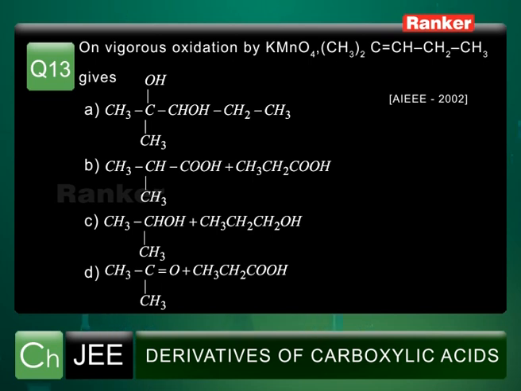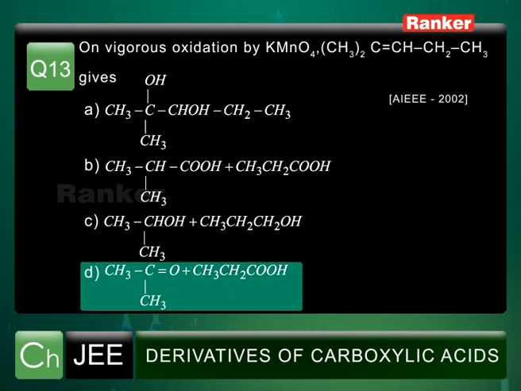So, option A is a hydroxy, and that is a glycol formation shown, that is the wrong answer. Option B is an acid and acid, 2 acids, wrong. Option C is an alcohol and alcohol, that's wrong. Option D is the ketone and acid, that is the right answer.